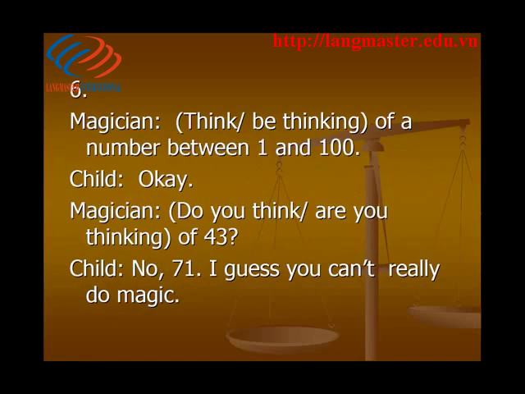6. Magician. Think of a number between 1 and 100. Child. Okay. Magician. Are you thinking of 43? Child. No, 71. I guess you can't really do magic.